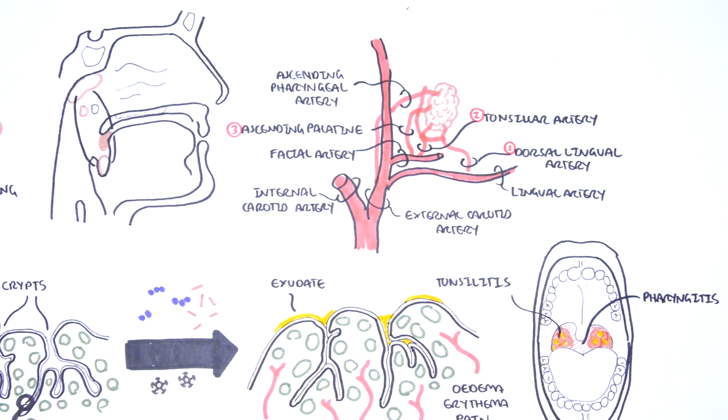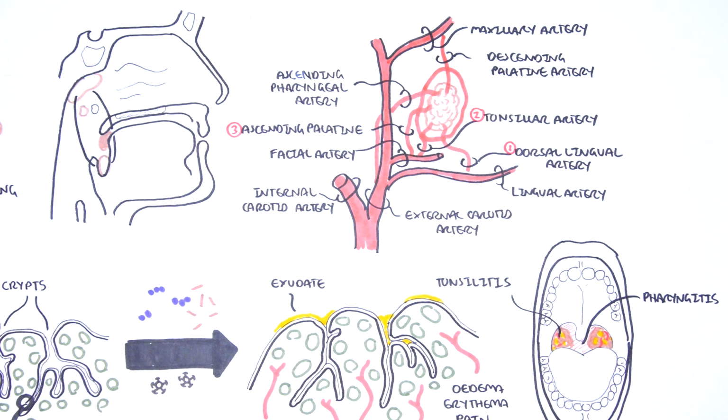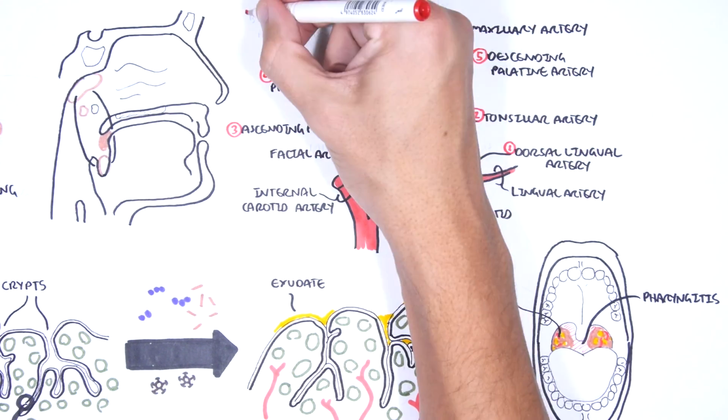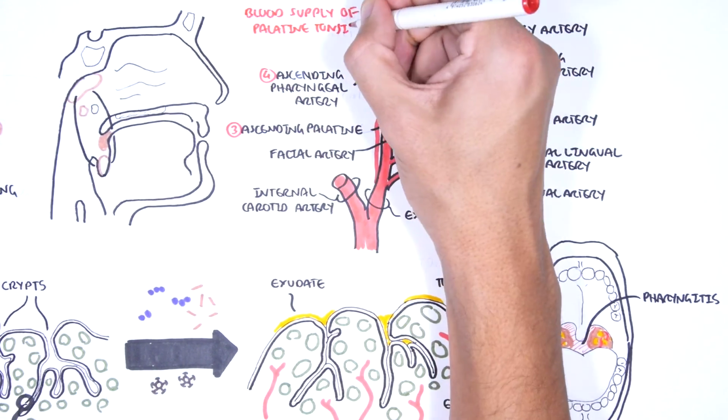The ascending pharyngeal artery from the external carotid. And then the superior tonsillar artery, basically the descending palatine branch of the maxillary artery. So these are the 5 main arteries that supply the palatine tonsils.